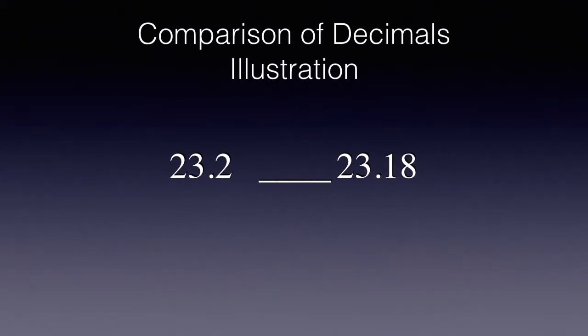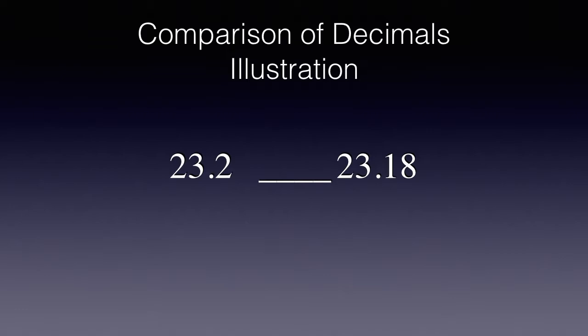Now, right off the bat, there is someone out there who's going to say, okay, I see the 23s, they're the same, so I just need to compare the decimals. That's fine, nothing wrong with that. And then somebody's going to go, oh, 18 is bigger than 2, so that one must be bigger. And that is incorrect, because 23.2 only has one place to the right of the decimal point, where 23.18 has two places to the right of the decimal point.